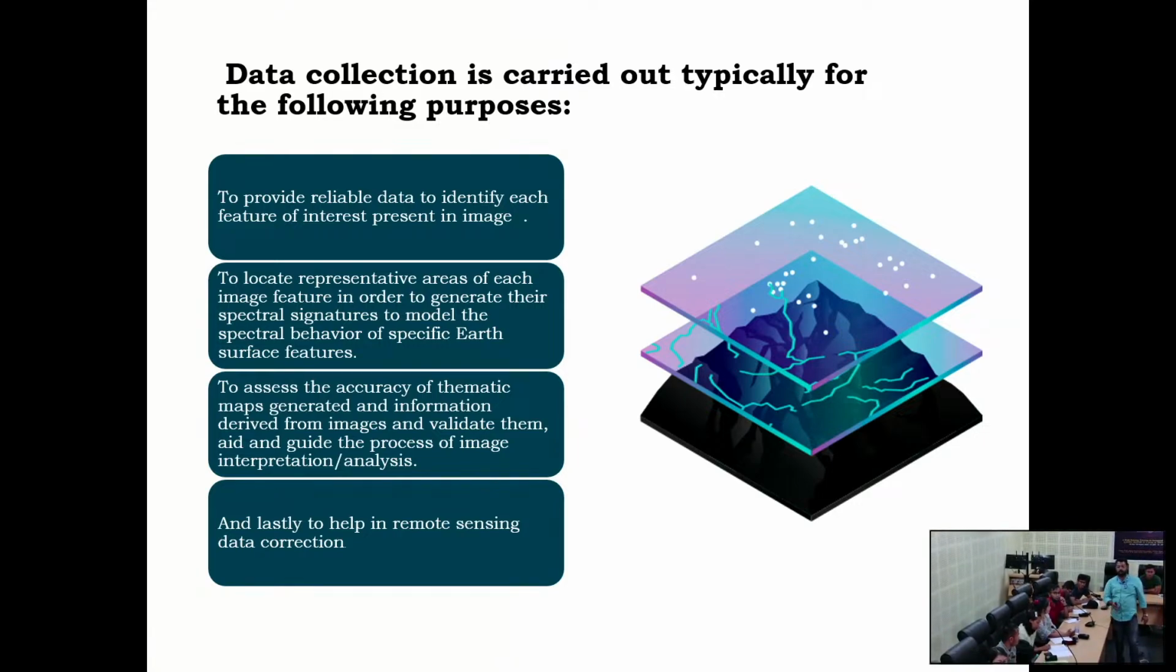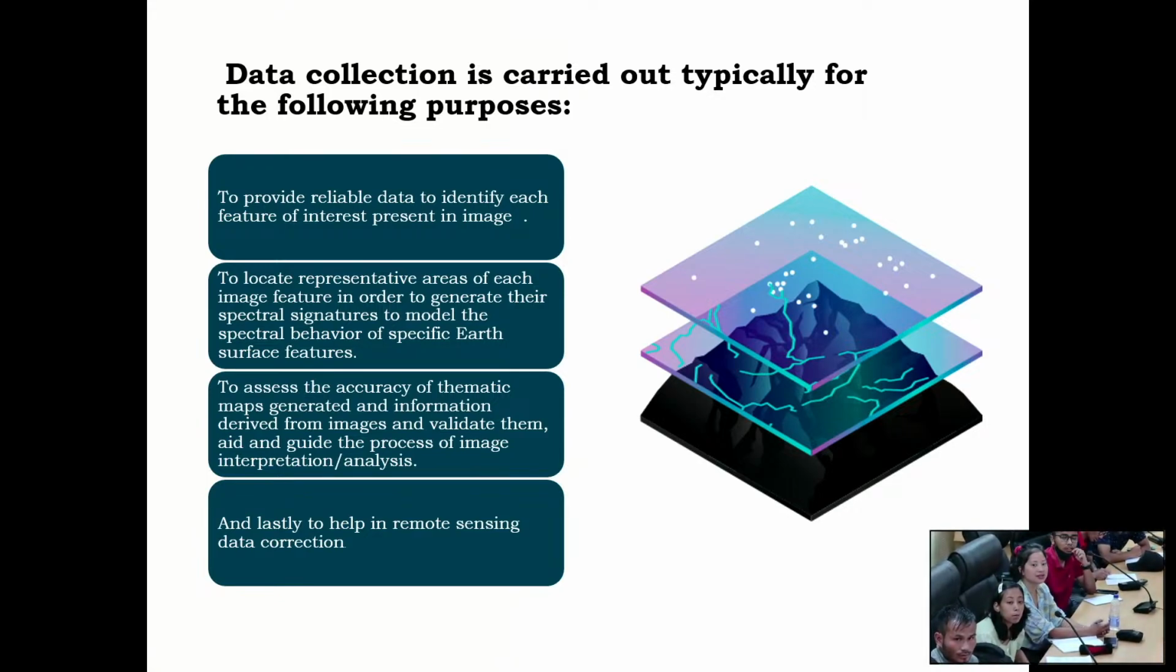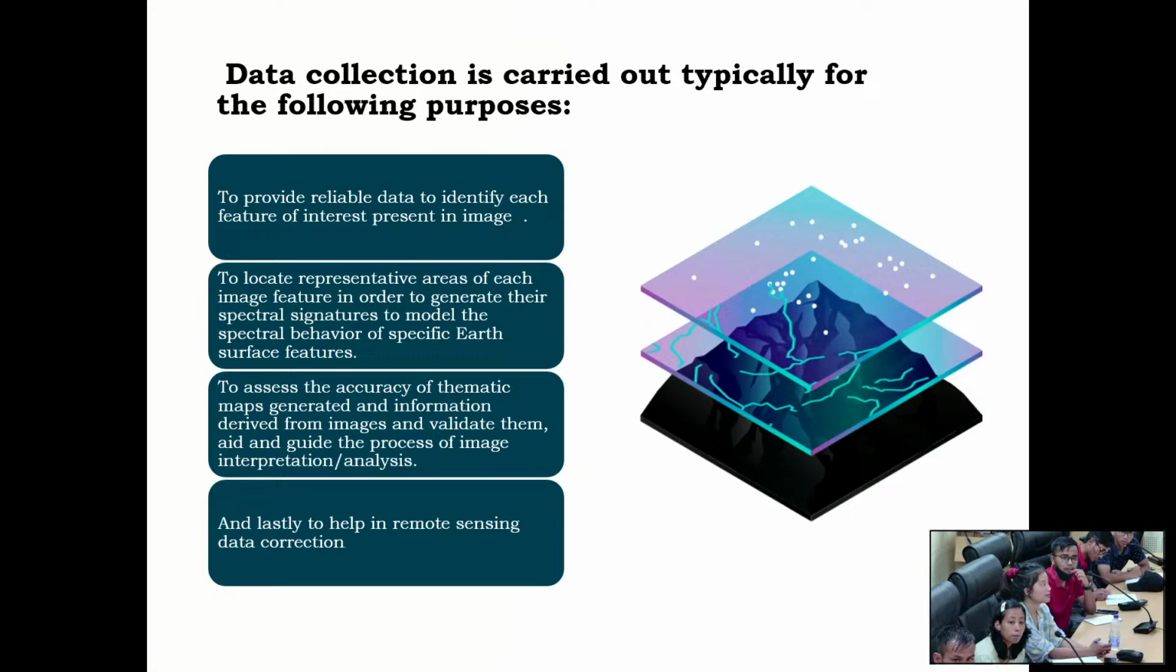So, what is that third point? You just read it loud, the third point. To assess the accuracy of thematic maps generated and information derived from images and validate them. Aid and guide the process of image interpretation analysis. So, what does it mean?